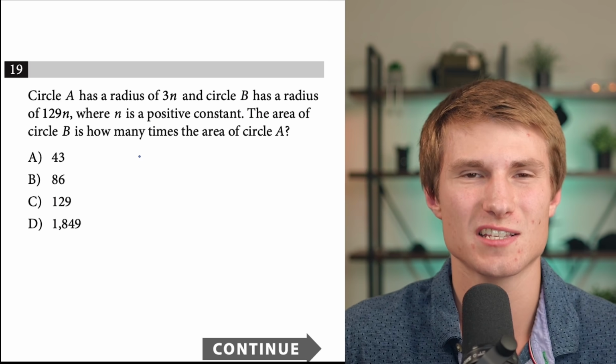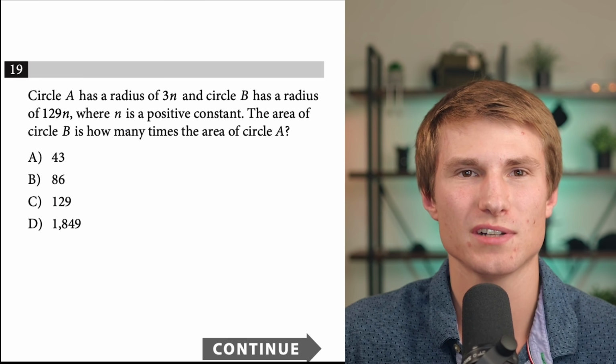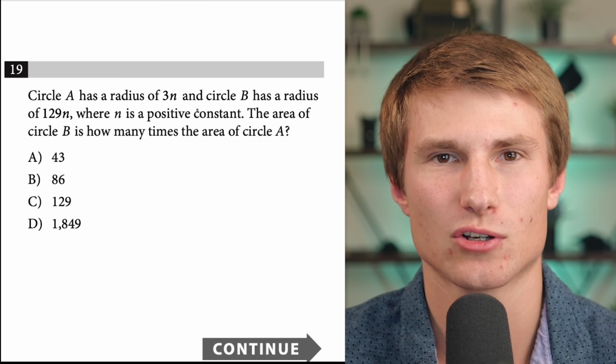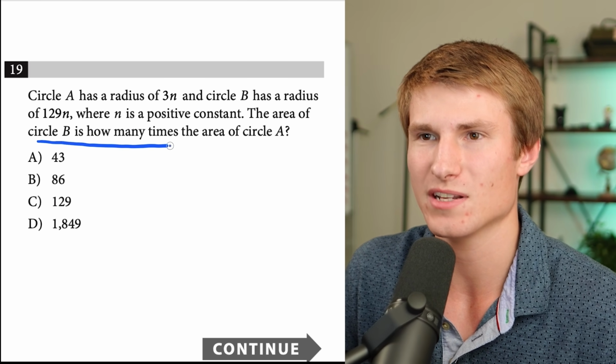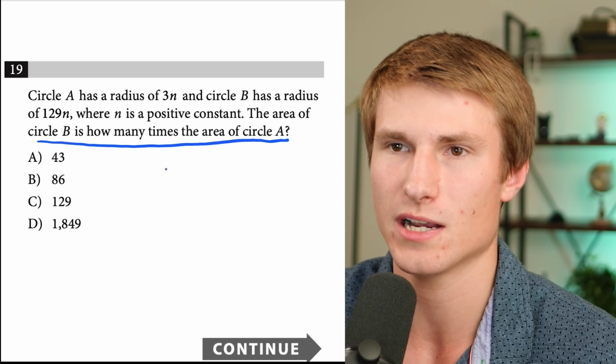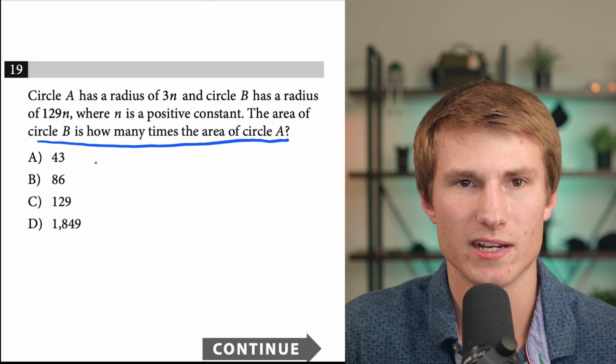Here's how to solve this SAT math question in under 60 seconds. Question 19 states circle A has a radius of 3n and circle B has a radius of 129n, where n is a positive constant. The area of circle B is how many times the area of circle A? Well, let's start by finding the area of circle B then. So circle B has a radius of 129n.